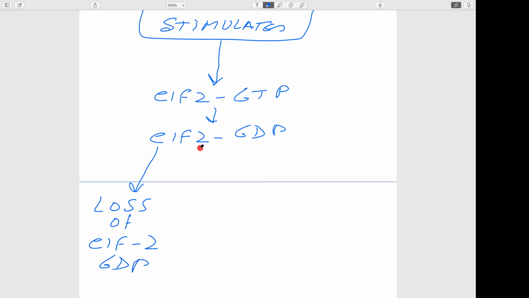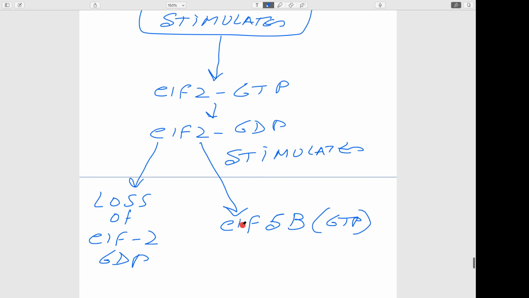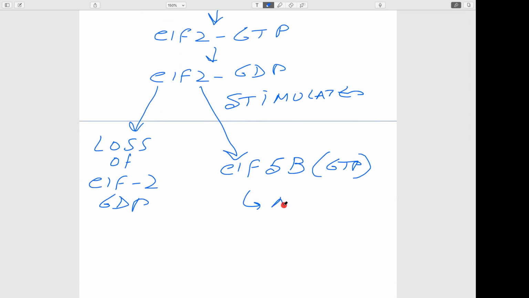And simultaneously, this process stimulates another protein factor, EIF5B. It also contains GTP. So this EIF5B GTP, what is the function of this one? This one acts like prokaryotic IF2. What does prokaryotic IF2 do?